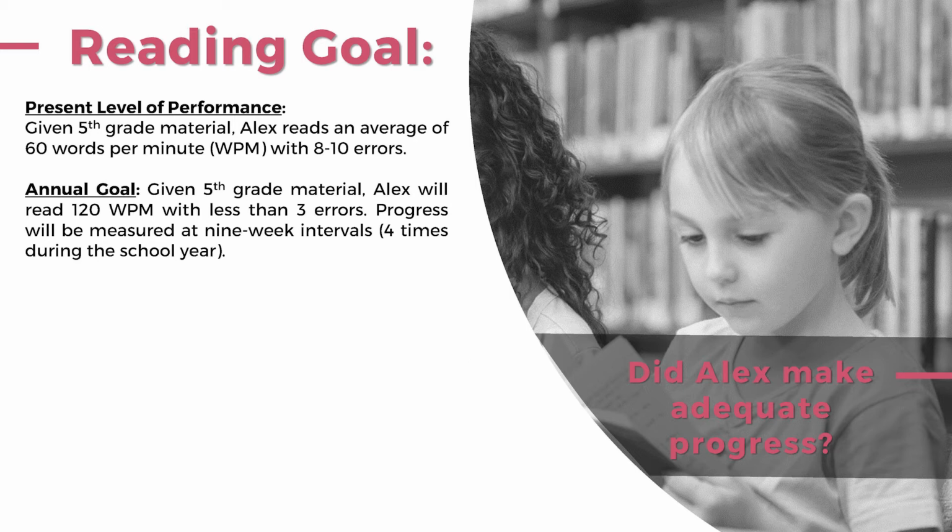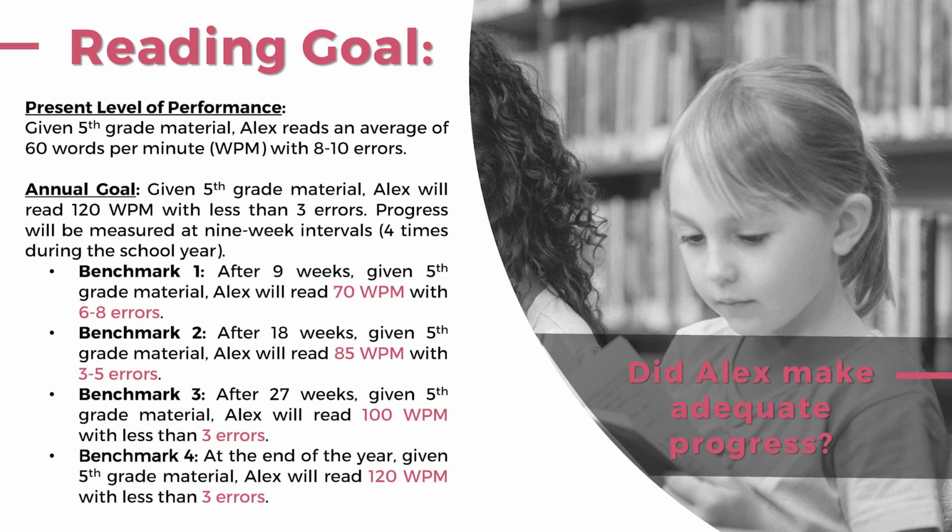So what the team's decided here is that in 1 year time, Alex is going to increase his speed to 120 words per minute, but also reduce his error level down to 3. Because again, fewer errors reading equates to better comprehension. So we take an annual goal and we break it down into what's called benchmarks. Now, benchmarks kind of look like separate goals, but what they really are are generally time-constrained steps in order to meet the overall goal.